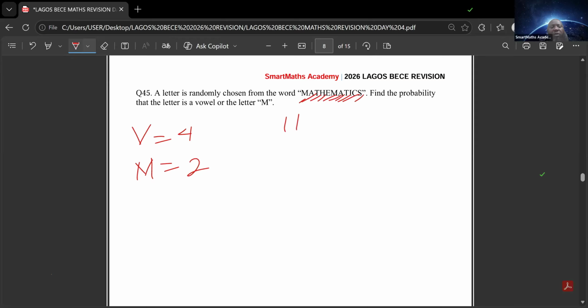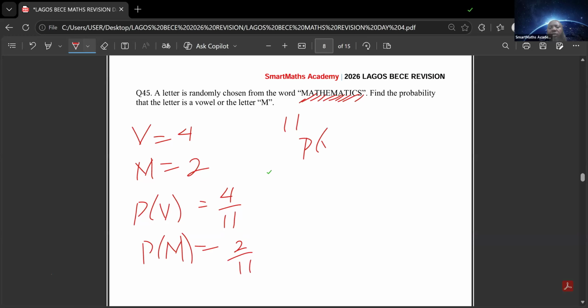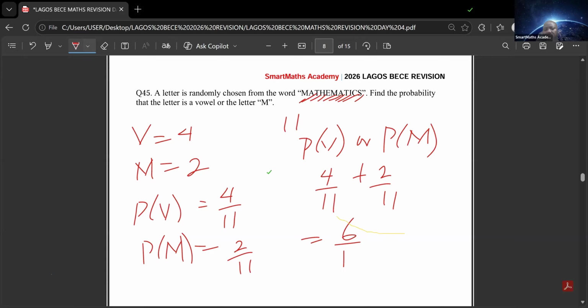So probability of vowel is 4 out of 11. And probability of M is 2 out of 11. But the question says the letter is a vowel or M, and or in probability means addition. That means probability of V plus probability of M. So that means 4 over 11 plus 2 over 11, and that gives us 6 over 11. I hope I'm making sense.